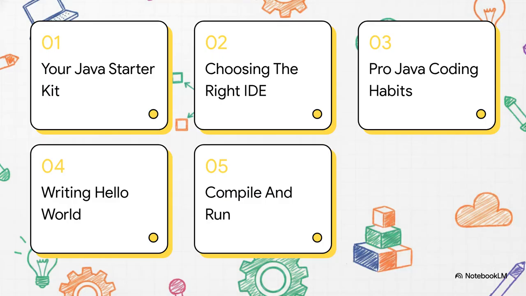So here's our roadmap for today's session. Number 1, your Java starter kit. Number 2, choosing the right IDE. 3, pro Java coding habits. 4, writing Hello World. And 5, compile and run.